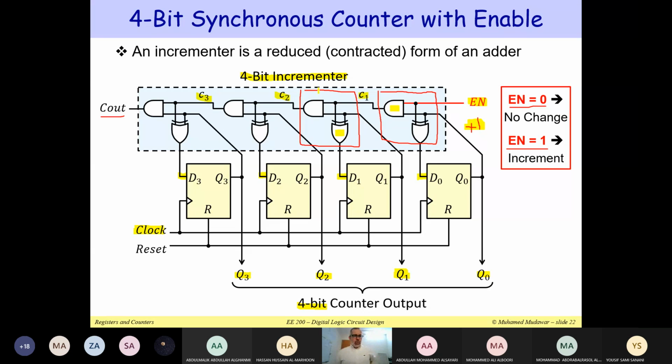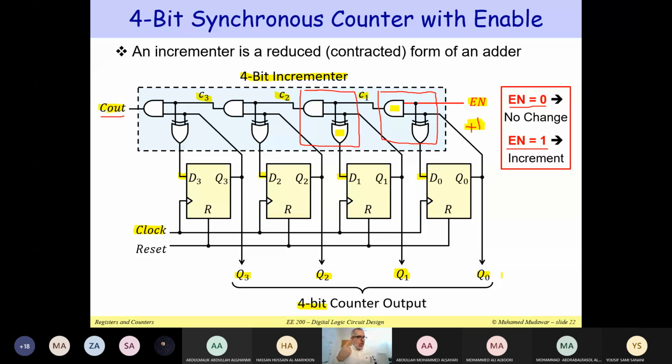When do you get C2 equal to 1? You get C2 equal to 1 when Q1 and Q0 are both 1. So you must have Q1 equal to 1 and C1 equal to 1. And for C1 equal to 1, you have Q0 equal to 1 and, of course, it's enabled. So when you have 1, 1, you get C2 equal to 1. And C3 will be equal to 1 when you have 1, 1, 1. And C out will be equal to 1 when all the Q outputs are all 1s.